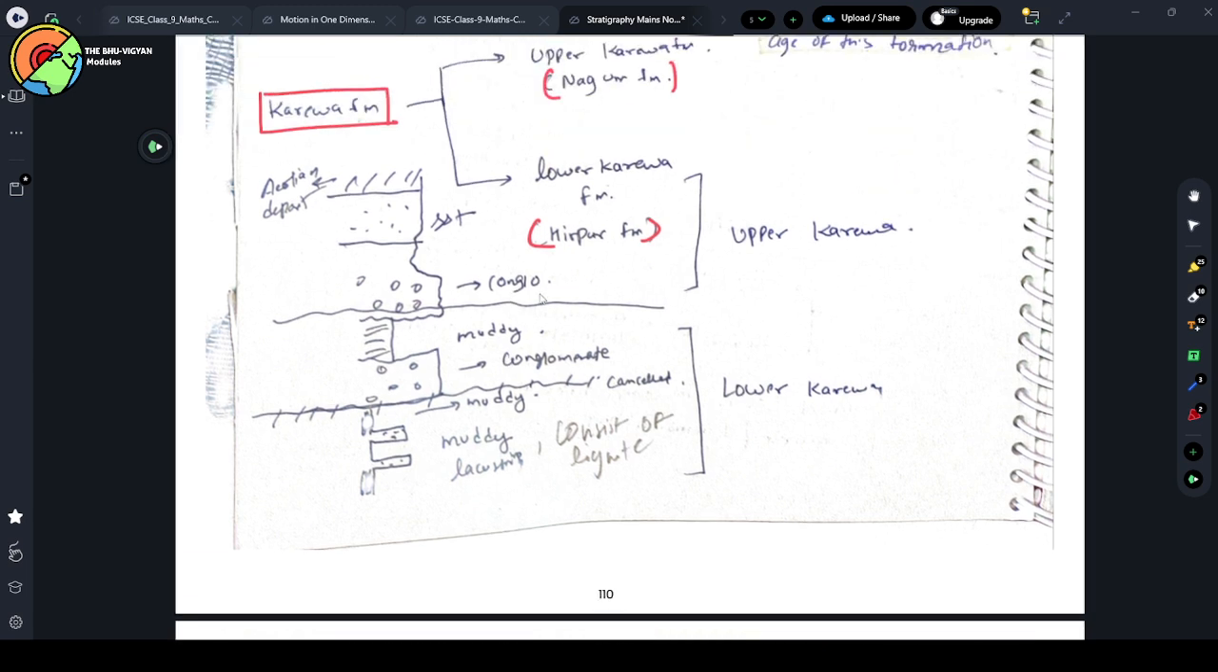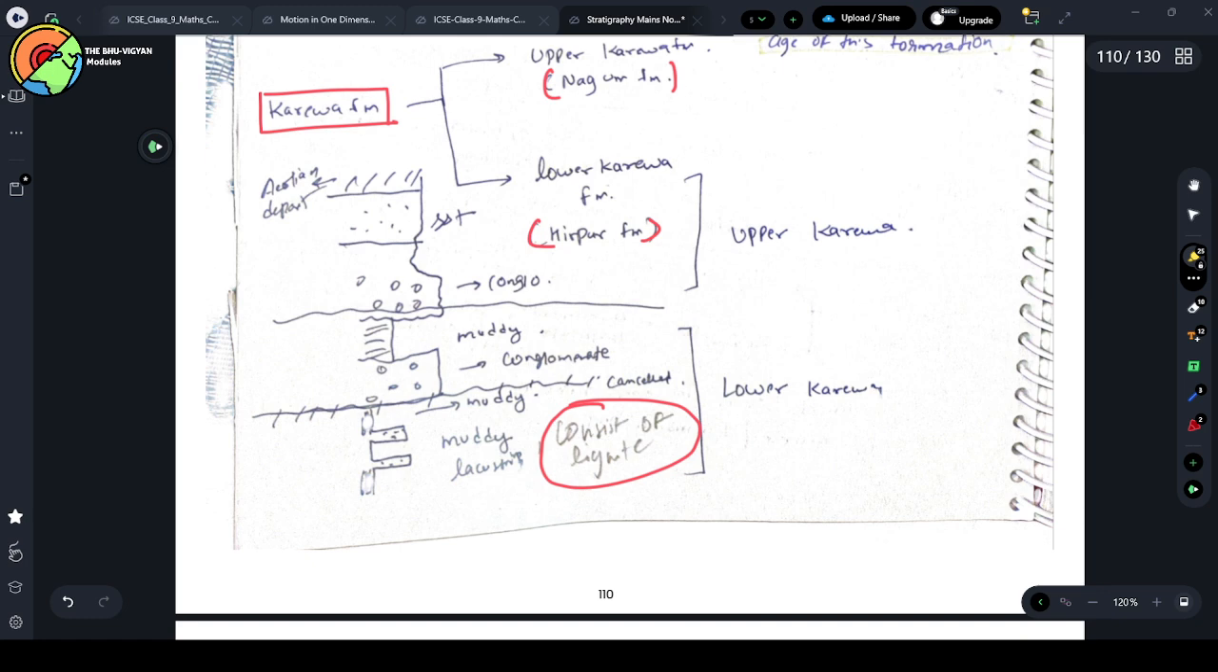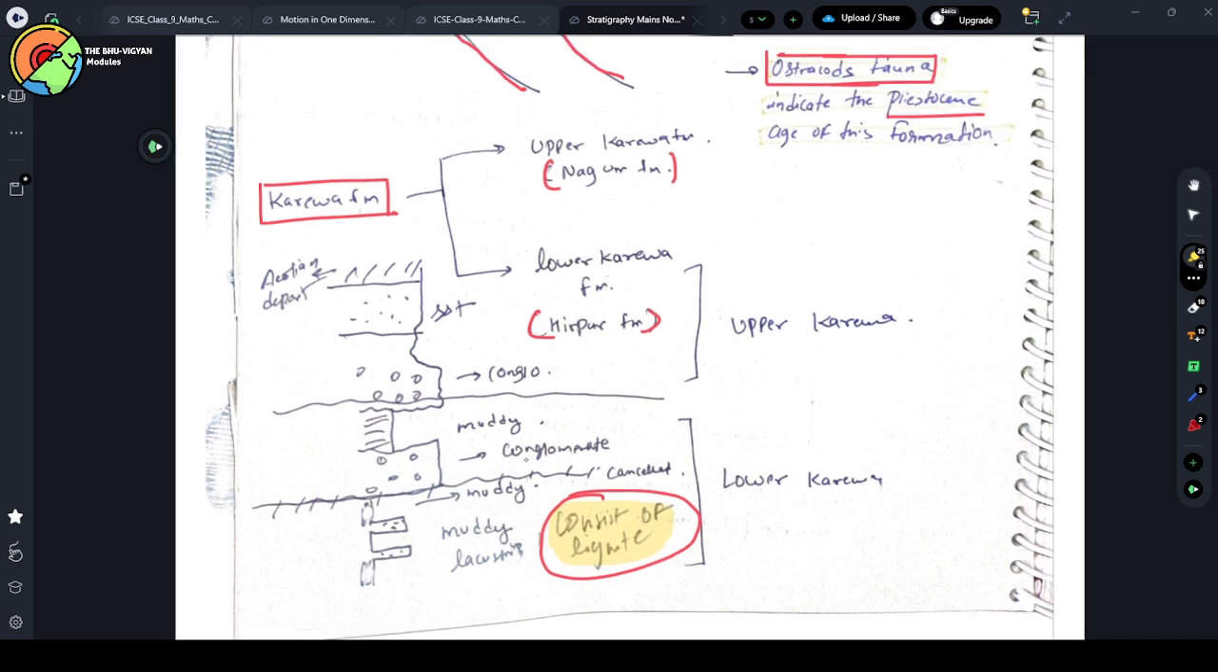So this is the diagram I have drawn here. This is the lower Karewa, which is basically muddy lacustrine, and this consists of lignite. So this is important. GSI has found 560 million tons of lignite in this Karewa formation. So this is present in the lower Karewa formation. Okay. Now above that conglomerate is there, then again mud is there, then we have an unconformity, then again we get conglomerates and sandstone, and above that we have aeolian deposits. So this is the diagram for it.